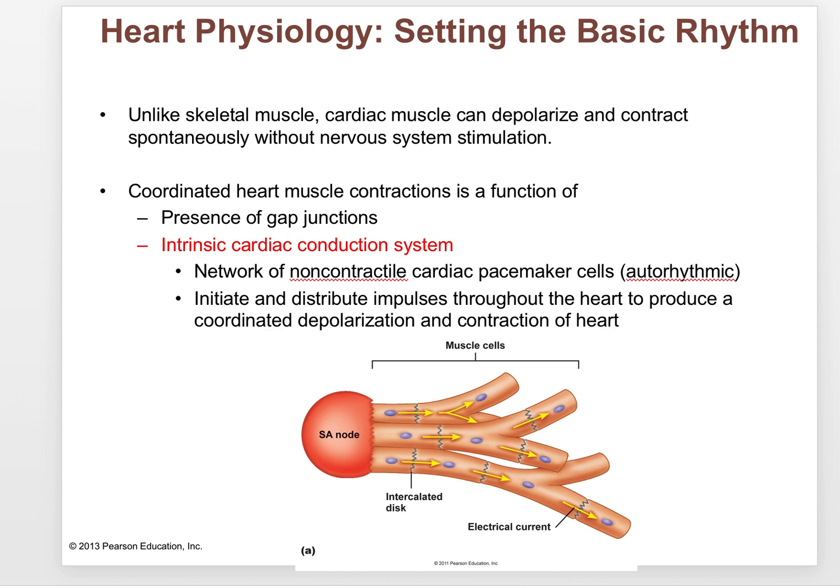Well, this coordination of cardiac muscle contraction happens as a result of the gap junction and as a result of the intrinsic cardiac conduction system. There's a network of these non-contractile cardiac pacemaker cells that's called the intrinsic cardiac conduction system. They initiate and distribute impulses throughout the heart to produce a coordinated depolarization and contraction of the heart.